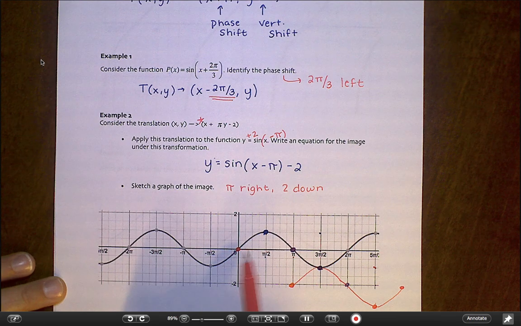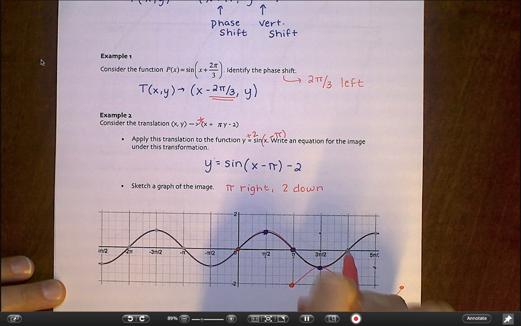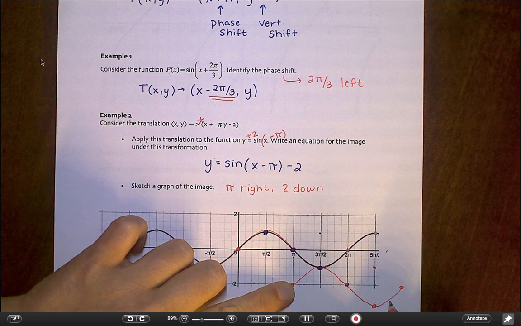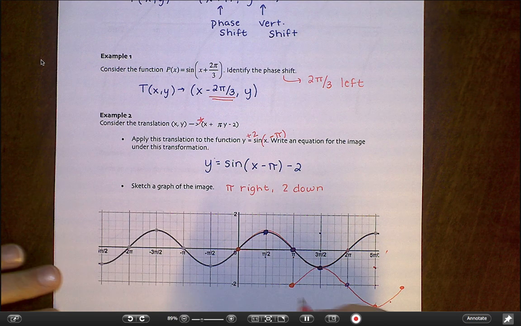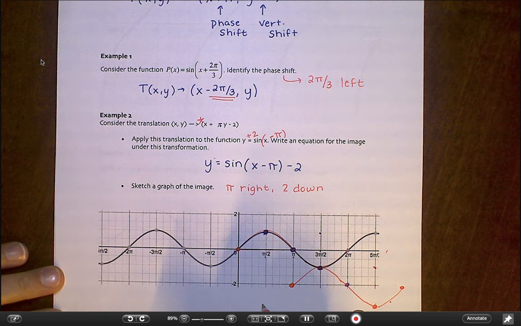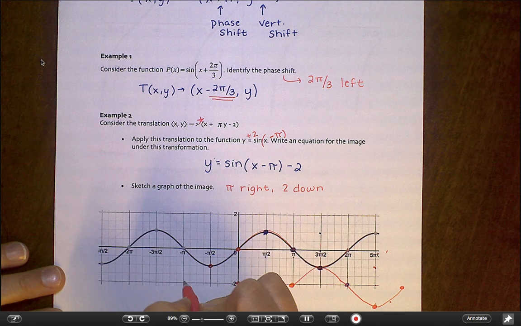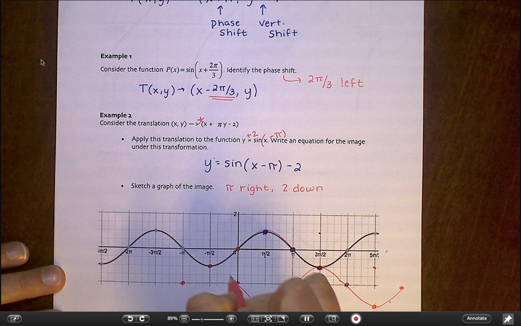Okay, I've shifted this portion of the graph to the right by pi and down by 2. And this is where it ended up. Now, I certainly could go back and fill in the rest of these points. I could say, okay, I know that means there's going to be a low point here. There's going to be a midpoint here. There's going to be a high point here, back at the axis here. And so this is what my function is going to look like.